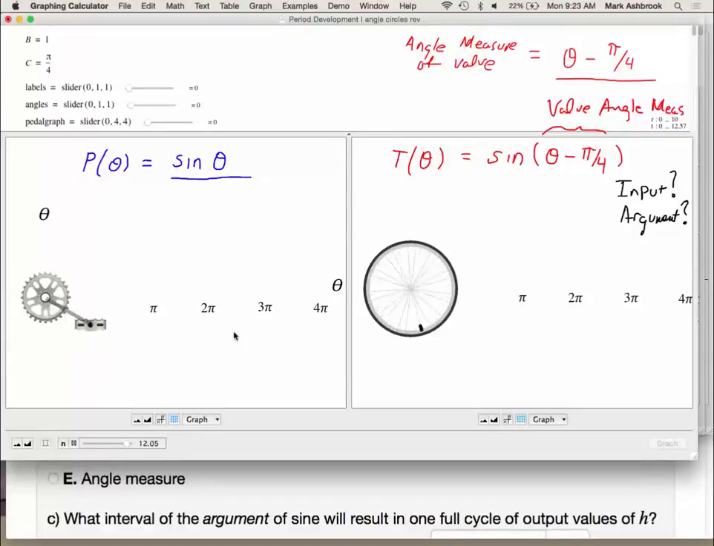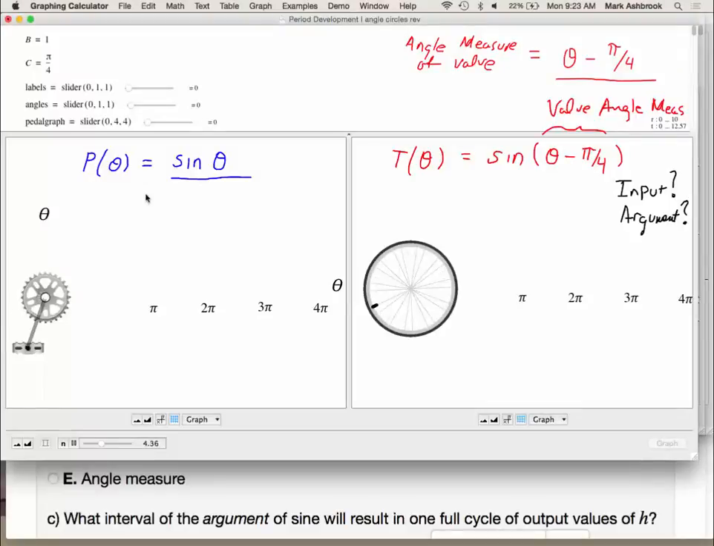Okay, so what is the input into the function t? What's the input? He wants the angle measure of the pedal. Is that the input into t? It's theta, right? Theta is the input into t. We see that right here. It's our quantity. That's our input into t, and we know theta is the angle measure swept by the pedal.